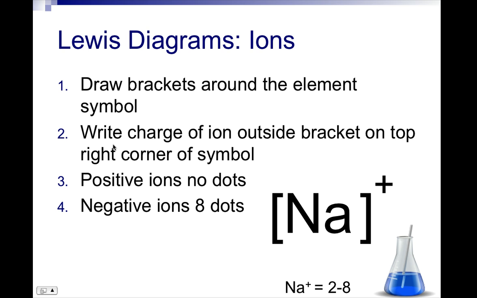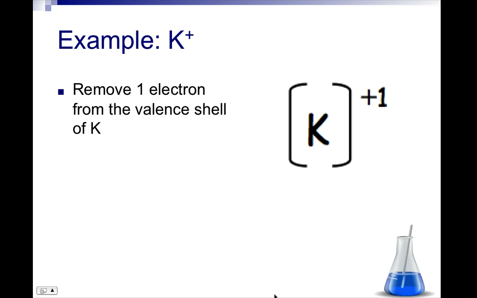So the basic rules: you would draw brackets around the element symbol, and with this, we would be indicating we have ions. Ions are atoms that have a charge, either positive or negative. We would write the charge of the ion outside the bracket, on top at the right-hand corner. Positive ions would have no dots. Negative ions could have 8 dots.